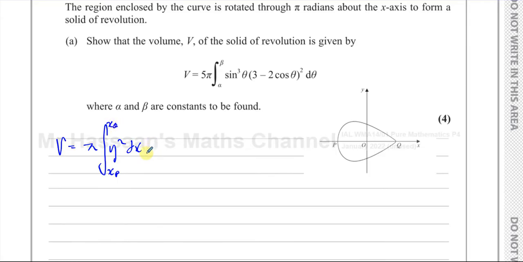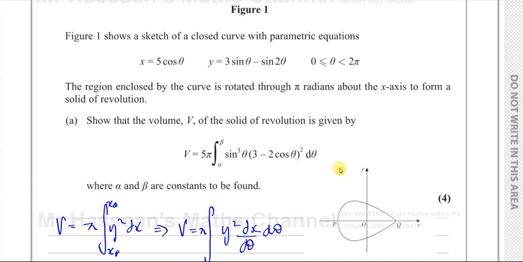So the first thing I need to do is to change this into the form where you're going to have it in terms of theta. We're going to use the parametric equations. So we have to deal with this in terms of theta. I'll keep it as y squared, but I'm going to write this as dx d theta. That's the first step.